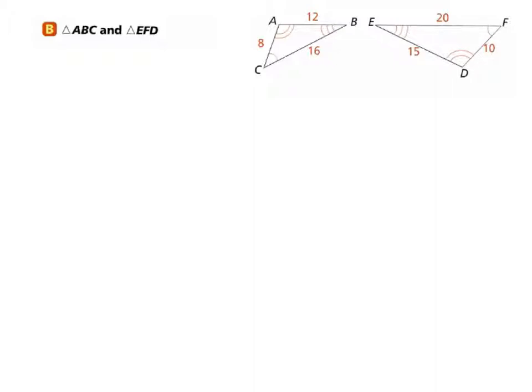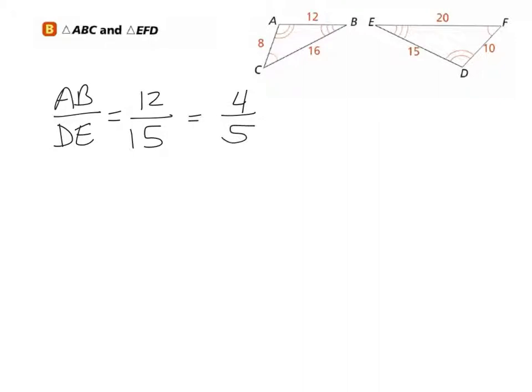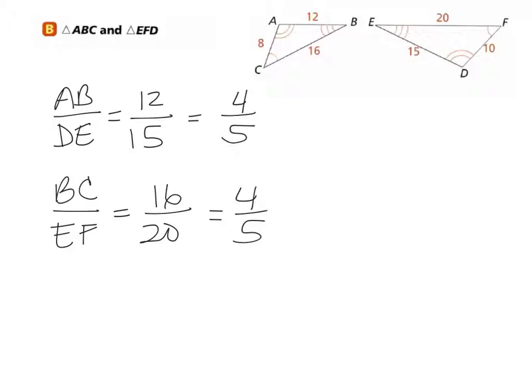First let's take a look at side AB, and that would correspond to side DE. AB is 12, DE would be 15, and let's simplify that to be 4 over 5. Now let's take a look at another pair of sides. Let's take BC, and that would correspond to EF. BC is 16, EF is 20, and that simplifies to 4 to 5. So far so good. Let's take a look at the third pair. I have AC and DF.